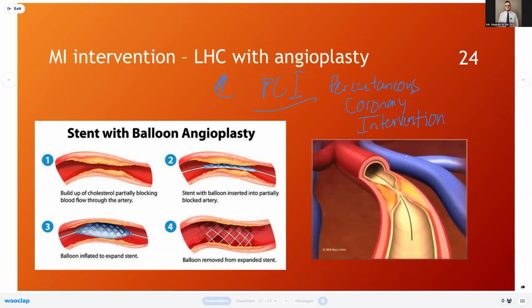But if we're talking about multiple arteries, 100% occluded, they may go into open heart surgery, and we'll talk about a CABG later. But stent placement with a PCI is what you're talking about. When you talk about doing a cath and they did a stent, that is PCI, that is percutaneous coronary intervention.